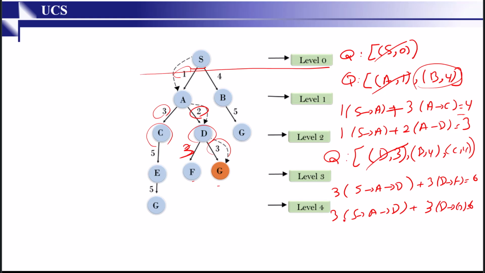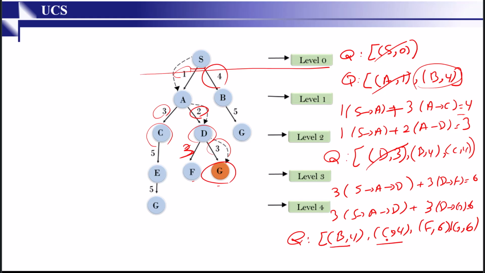So because a goal node G is found here, we already know that G is our destination, right? We found, but the algorithm does not stop yet. It continues to search for a cheaper path to the goal. So our Q will be something like B4 that we have already, then C4, then F6, and G6. The algorithm thinks that maybe there still exists a cheapest path, even though it has been found, right? So from here, we can pop. So B is 4, C is also 4. So we randomly select here B4.